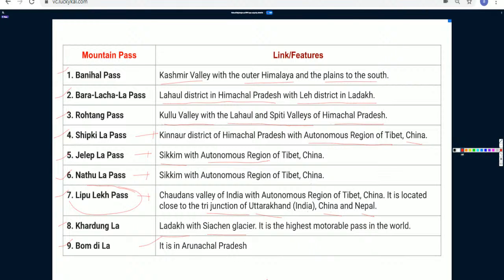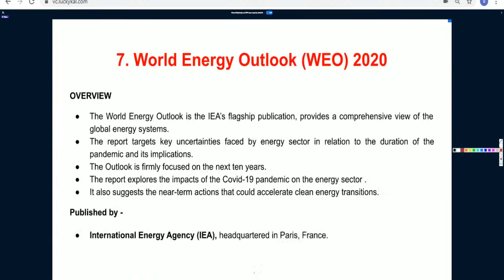You should go through it once again. You should locate their places in map also. Now let us move to the next topic.